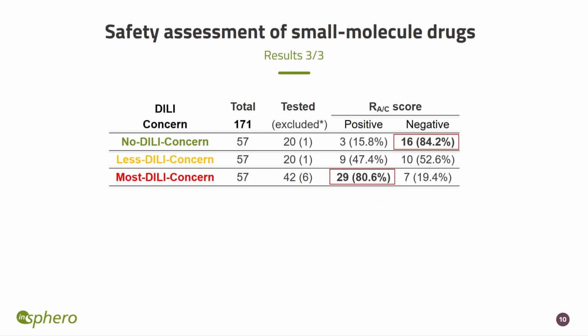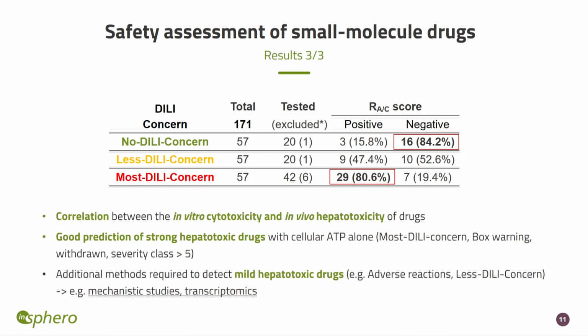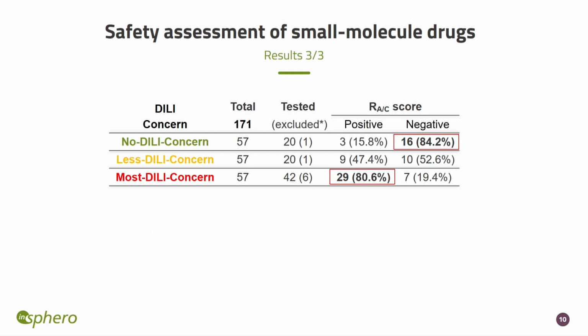And finally, in the DILI concern category, we detected 80% of the most DILI concern compounds as positive, whereas 84% of the no DILI concern compounds were considered negative, giving us a sensitivity of 80% and specificity of 84%.